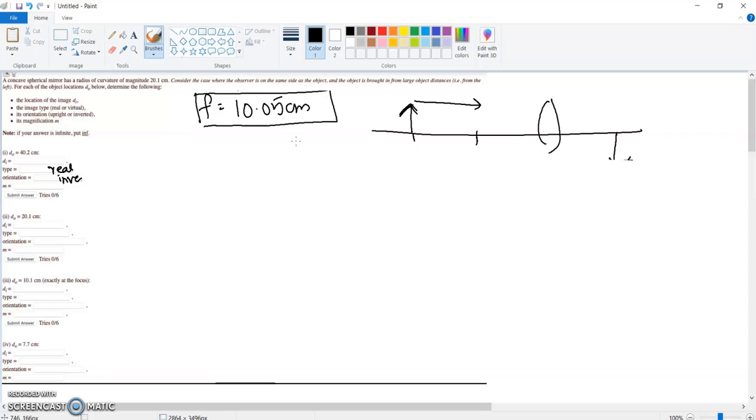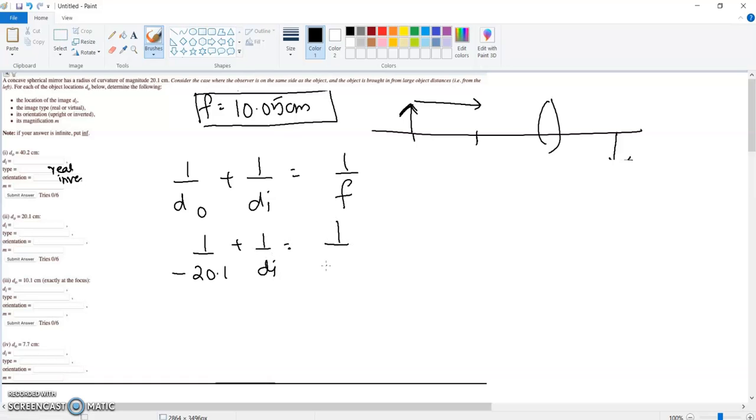Alright, so for this part, we have the distance of object at 20.1, right? So I'm going to use the same formula again to calculate the value for distance of image now. So 1 over distance of object plus 1 over distance of image, which will be equal to 1 over focal length. The distance of object now is minus 20.1. Image distance, I have to calculate that, and focal length would remain the same.